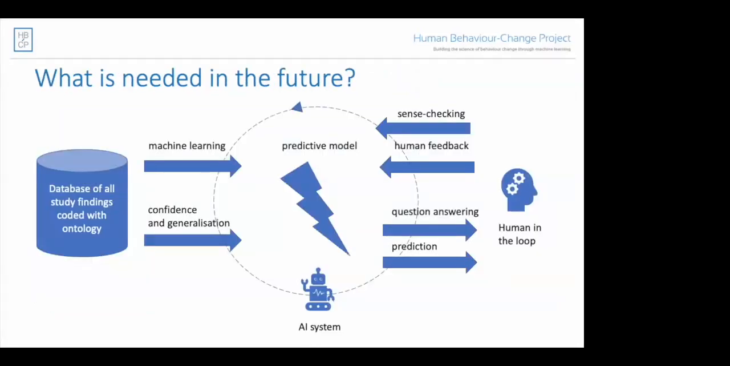So in the future, we need a system which has at its core a kind of predictive model into which we put all the study findings coded with the ontology, and on the other hand, we are able to interact with this system both in terms of sense checking the data and the inferences that go in terms of human feedback, and also in terms of answering questions and making predictions.